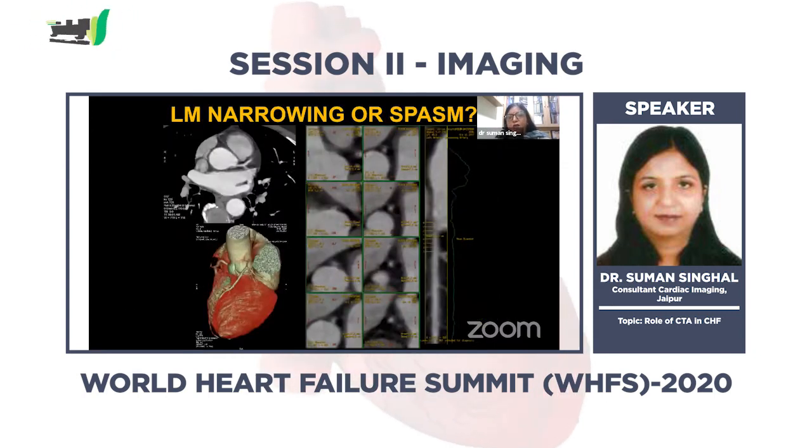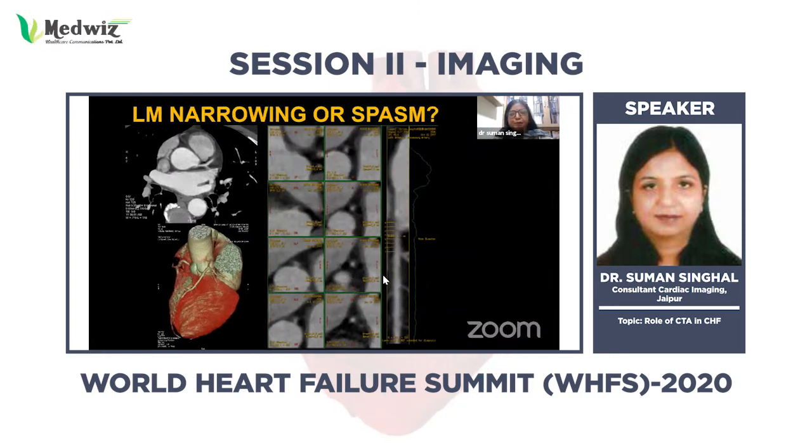In left main narrowing or spasm, most of the time the interventional cardiologist is able to solve this on the table. But certain times we do get queries like this, whether it was just a spasm or there was a concentric plaque, as seen here in the left main, which is causing the significant narrowing.